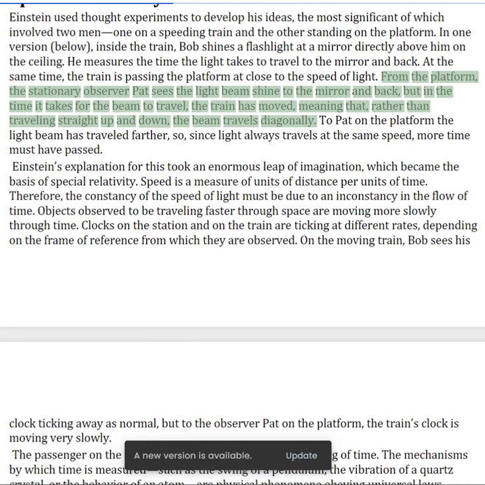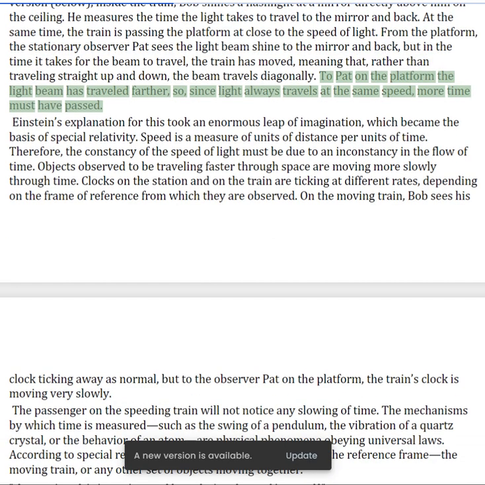From the platform, the stationary observer Pat sees the light beam shine to the mirror and back, but in the time it takes for the beam to travel, the train has moved, meaning that, rather than traveling straight up and down, the beam travels diagonally. To Pat on the platform, the light beam has traveled farther, so, since light always travels at the same speed, more time must have passed.